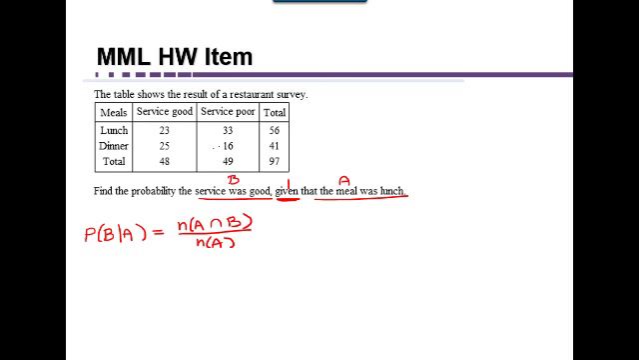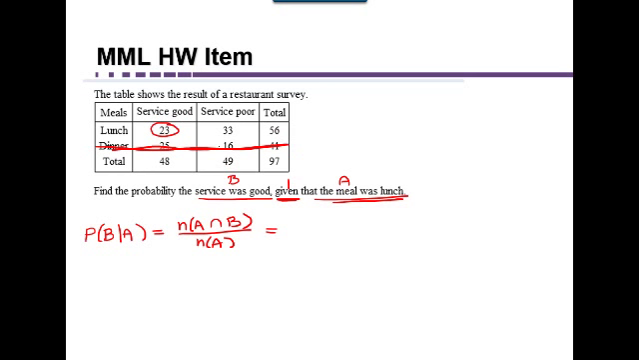Okay, so first of all, just to make sure we're all understanding the chart, the number 23 here represents the lunch patrons who said that the service was good. So there were 23 of those. And the 25 represents the number of people at dinner that said that service was good. But we were given that the meal was a lunch. So essentially what's happening is we are restricting ourselves to just answering questions about lunch. We were given that it was lunch, so we don't have to worry about dinner.